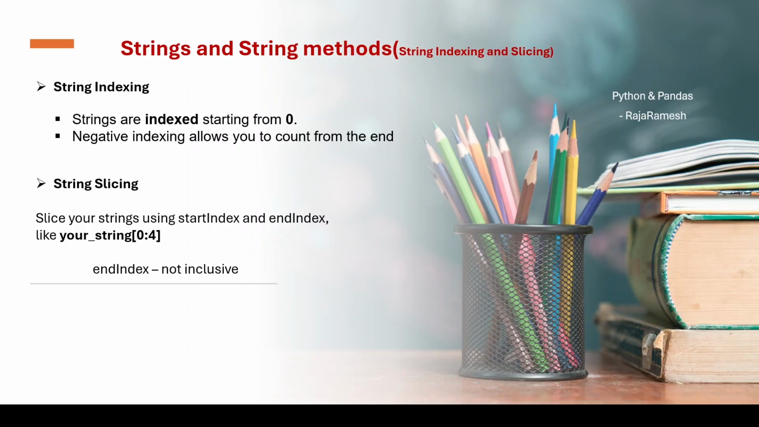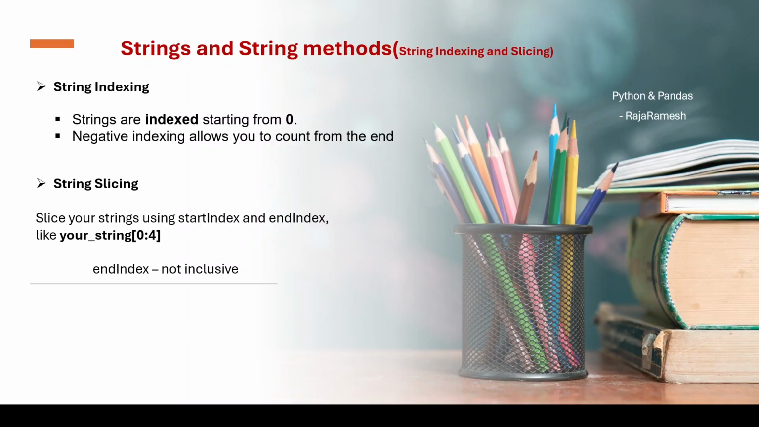So what does indexing mean? As we discussed, a string is a sequence of characters. So it has an index for each and every character, and that index starts from 0. So the first character in any given string is at index 0. So it starts from the 0th index. And the next character will be at index 1 and the next at 2, and so on.